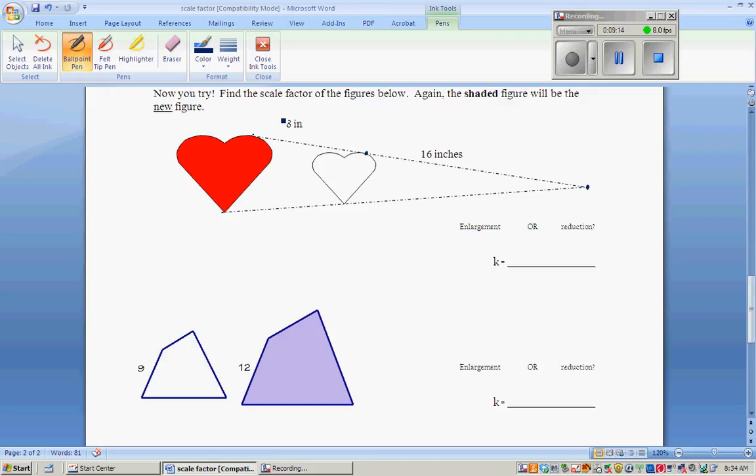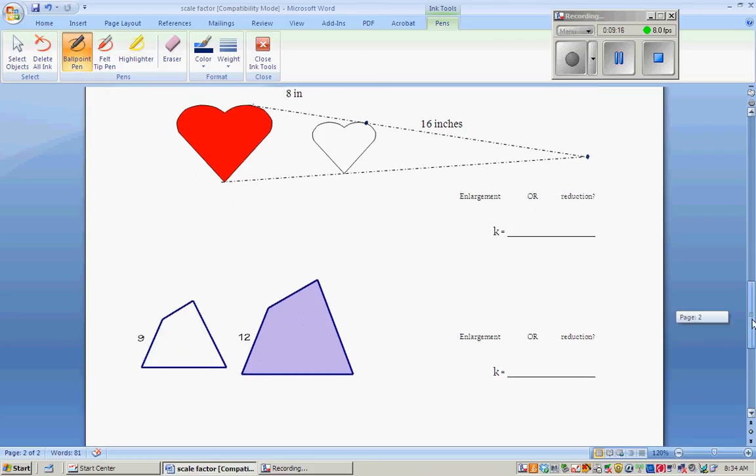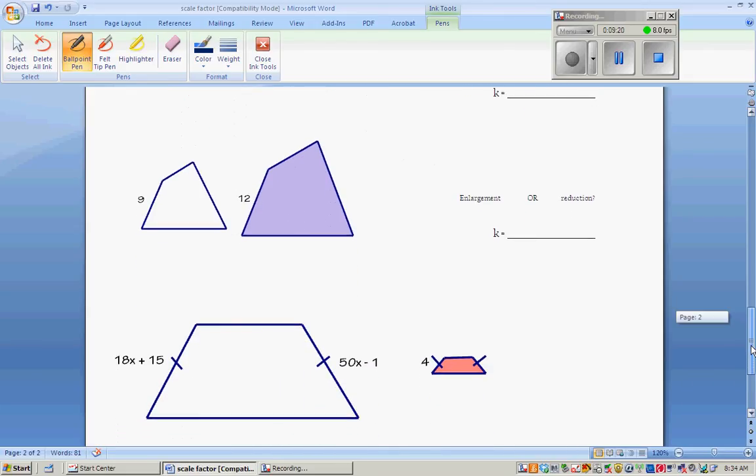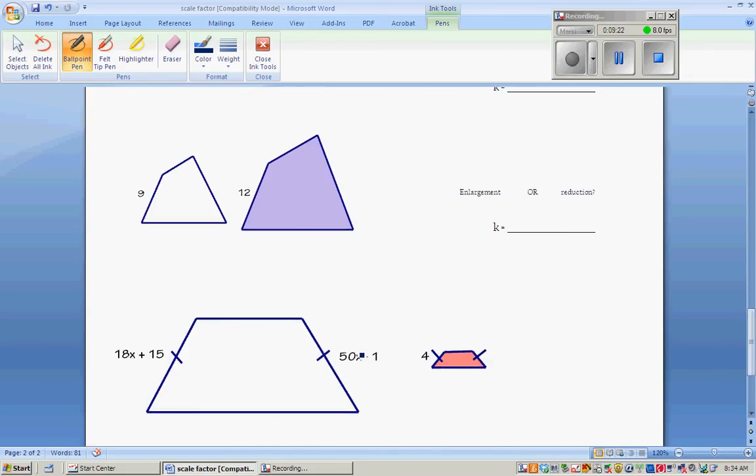All the figures here are similar. You can pretend they're the exact same shape. They have just been enlarged or reduced. You may need to solve for x in the last one.